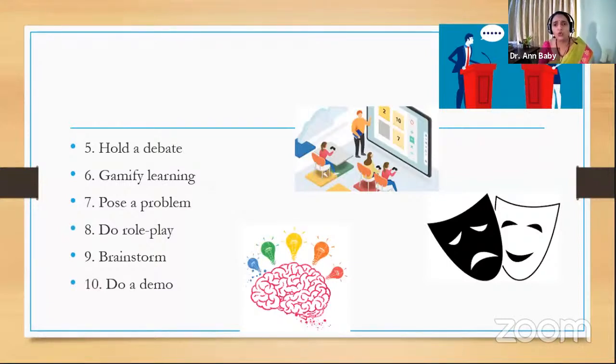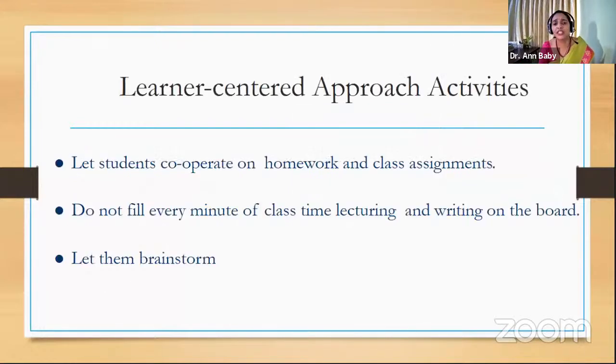So these are a few ways in which you can do these learner-centered approaches. Let them cooperate on homework and class assignments. As I told you earlier, all of us are very adamant. Nobody should be copying. The moment you say that, everybody will copy, isn't it? The moment you say nobody should copy, everybody is sure to copy for the assignment. Try giving them different assignments and then let them cooperate. Give them a very hard question so that they cooperate, brainstorm their ideas and come out with a good solution.